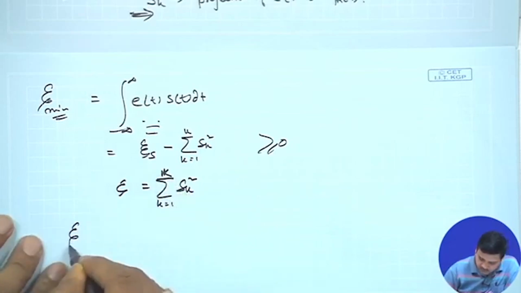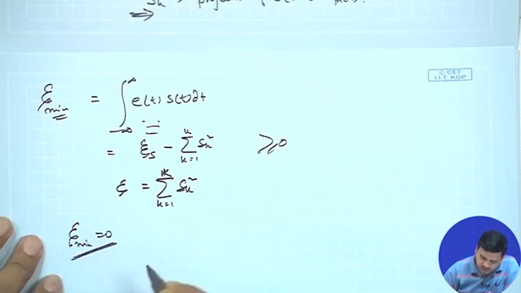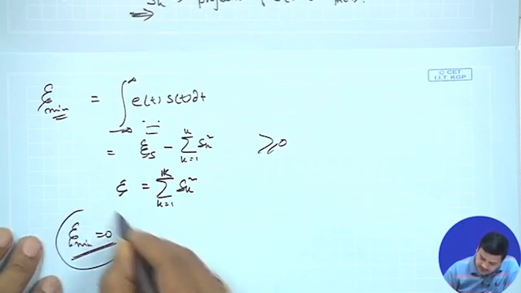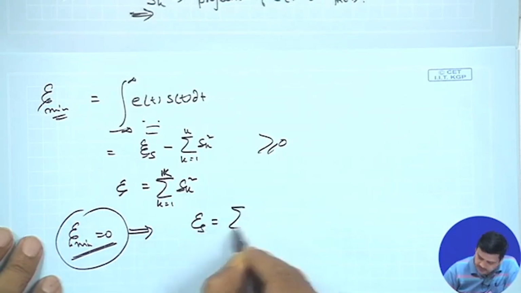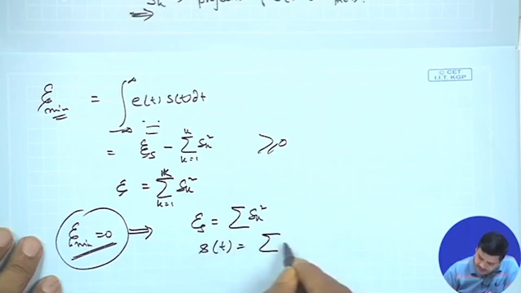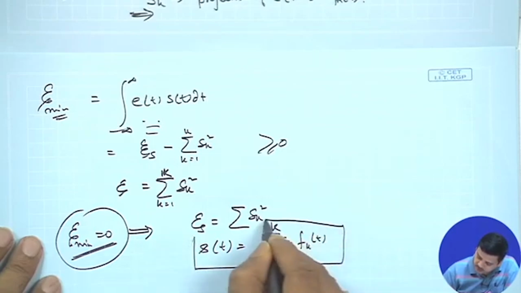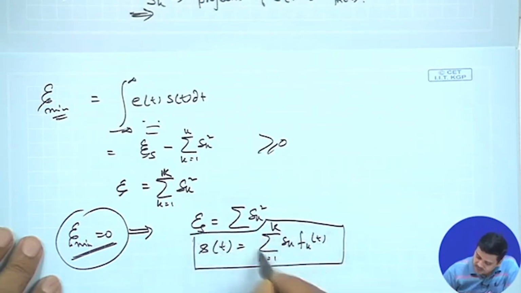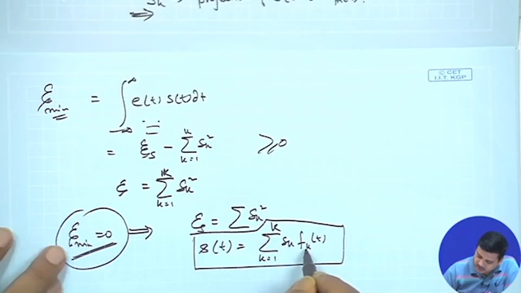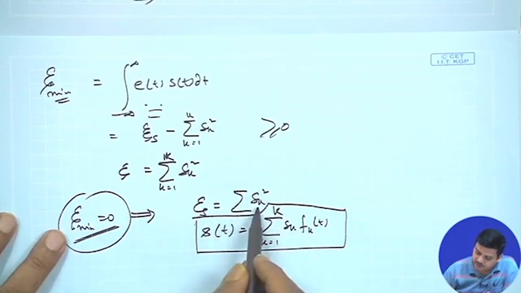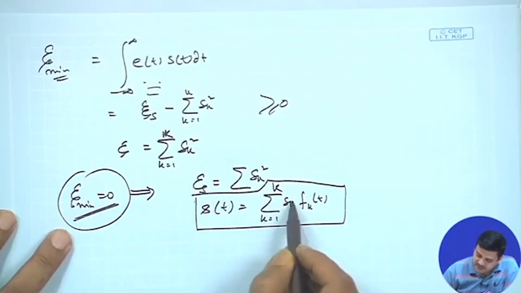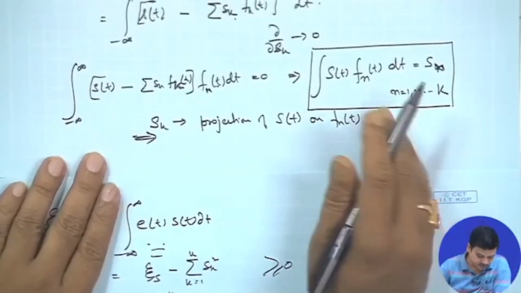If we set the criterion that E min is 0, we can only say that this is 0 by the condition that the energy of the signal can be represented by the summation of S k squared, where you can construct S of t as the summation of S k f k of t, k equals 1 to capital K. So, you should be able to construct this signal using this form, where these are orthogonal basis functions in the minimum mean squared error sense. That is, the signal energy matches the energy of the original source signal, where these S k's can be found by this relationship over here.